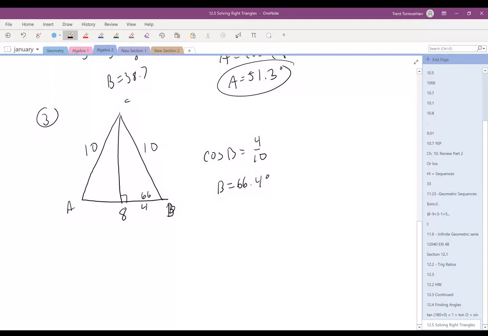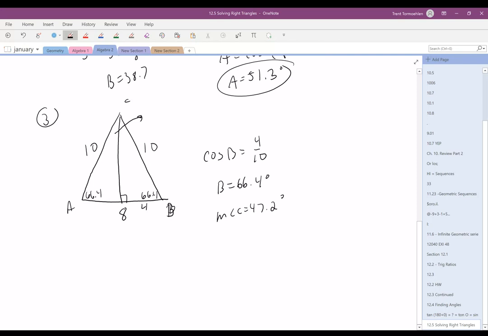So this is 66.4. Well, the reason that's good for us is because if that's 66.4, this is also 66.4 because it's an isosceles triangle. And so then you just subtract those two from 180, and you get that the angle C up here, the top angle, is equal to 47.2 degrees.